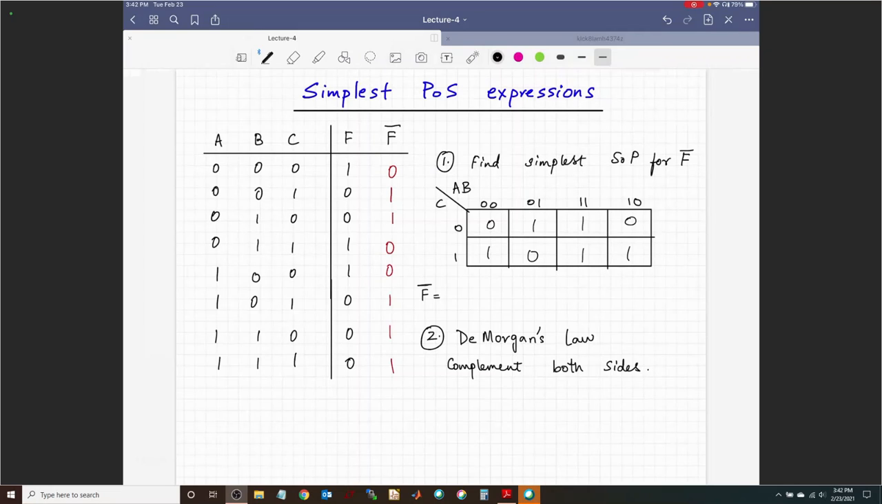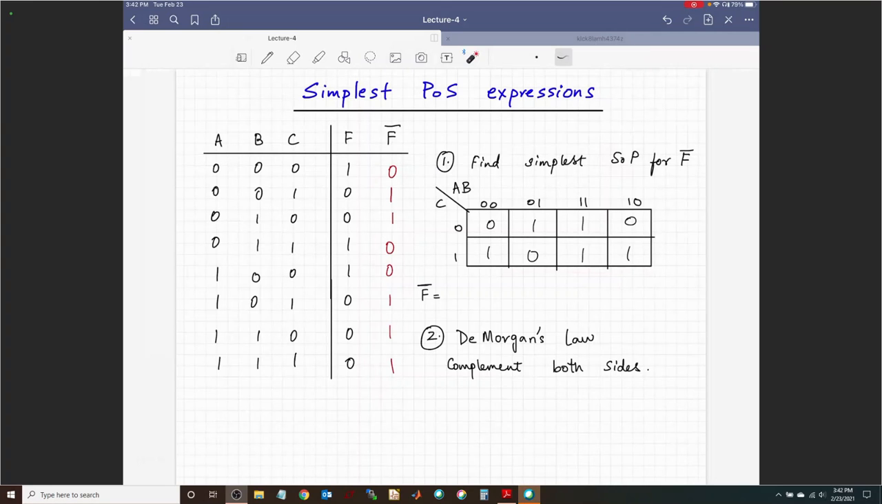So if you start with this, right? This is the simplest SOP for F complement. So I've taken F complement, all of these guys, and I've entered them into the 3 variable K map. Now what do I want to do? I want to group all the ones, right? Because I'm after the simplest SOP.